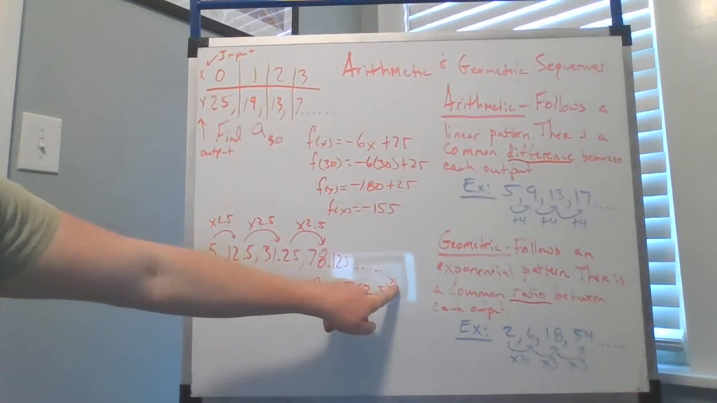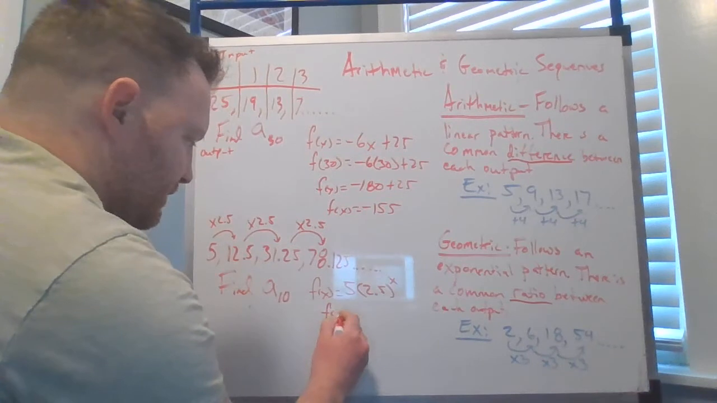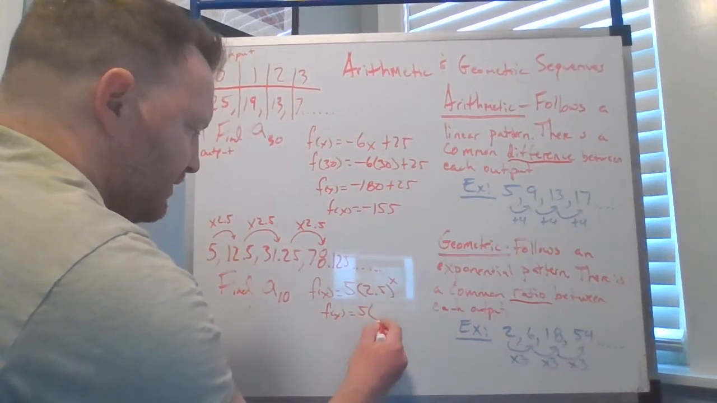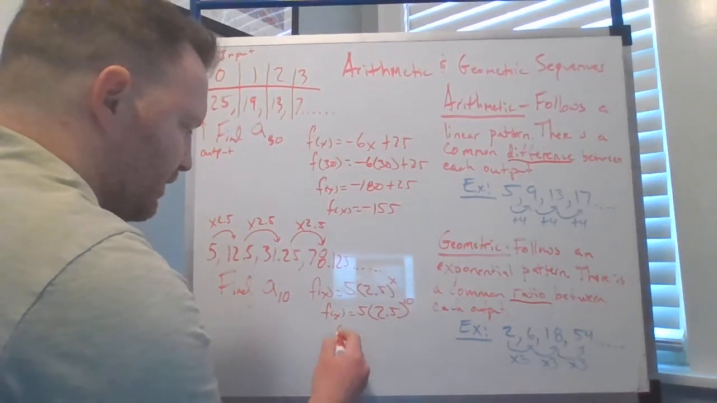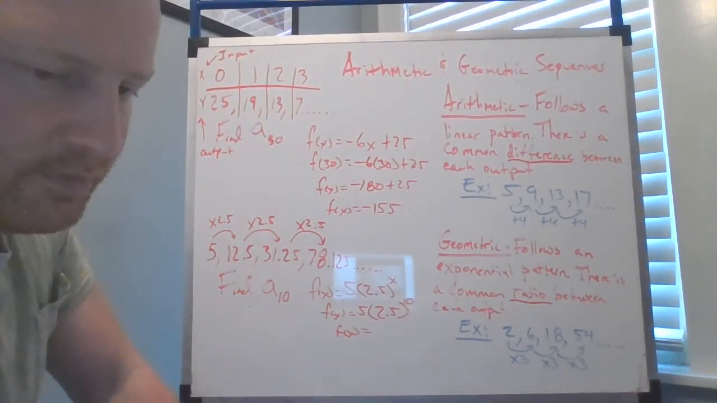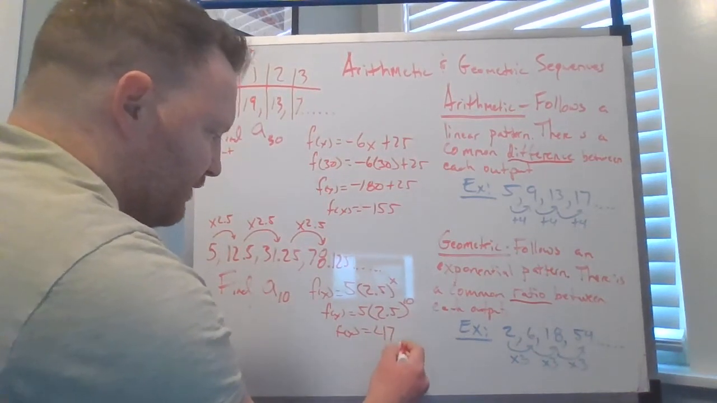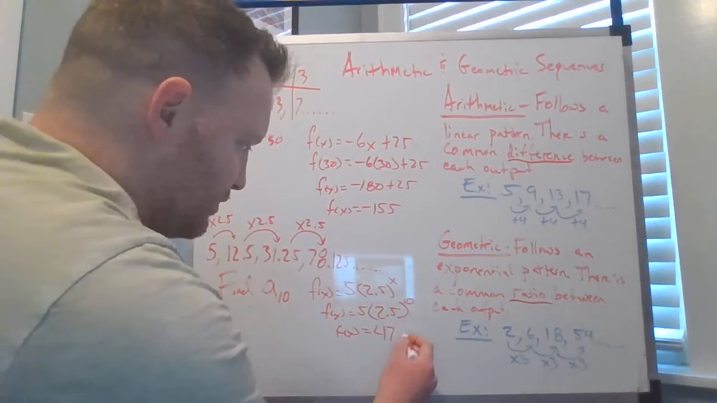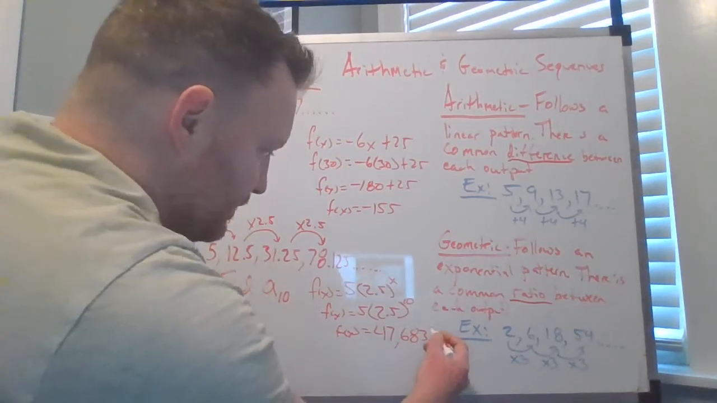Replace this x with 10, and I go ahead and I do it. So I do f of x equals 5 times 2.5 to the power of 10, and I've already used my Desmos calculator, which I want you guys using. When you input 10, you get 47,683.72.